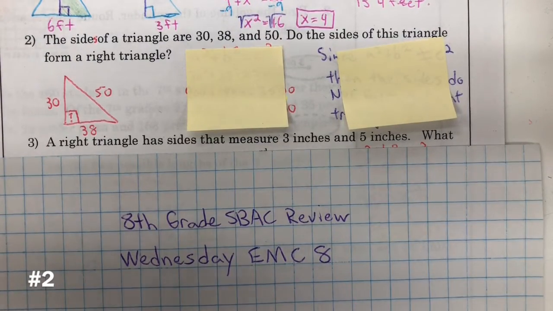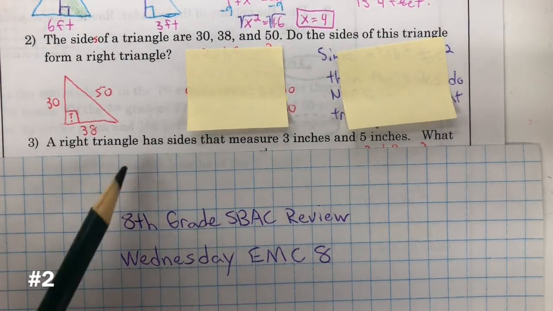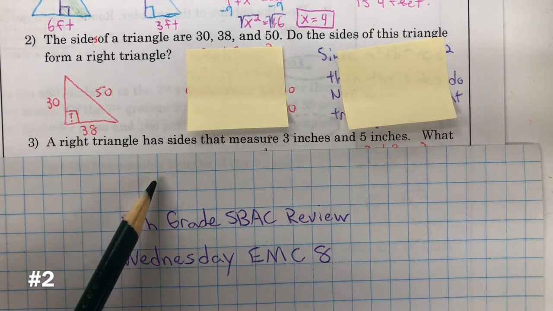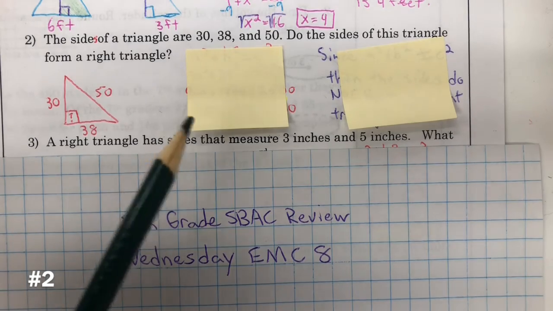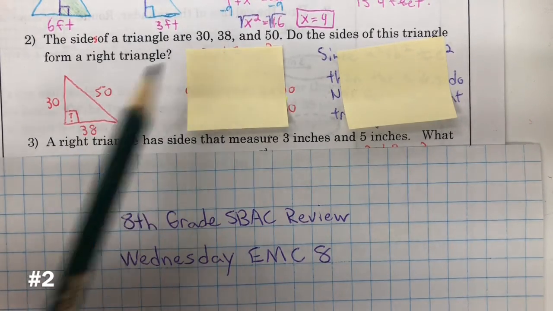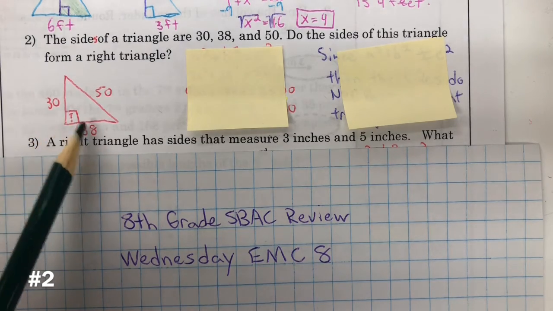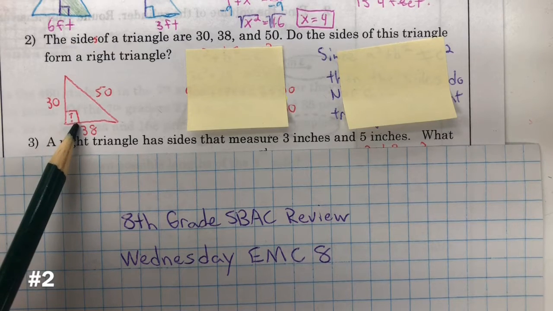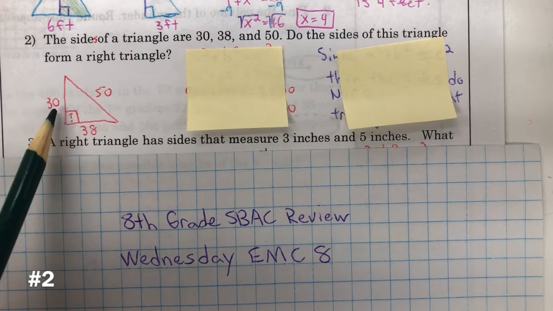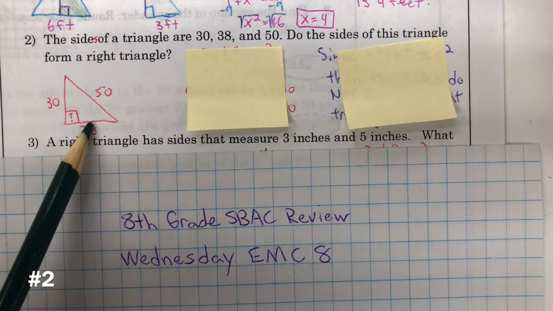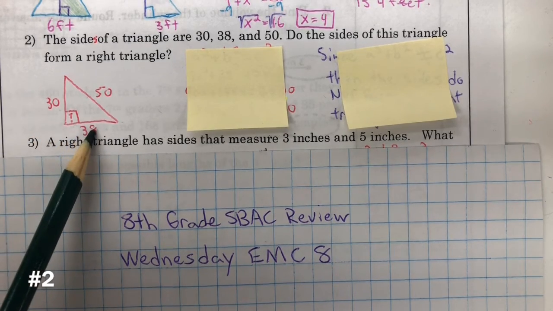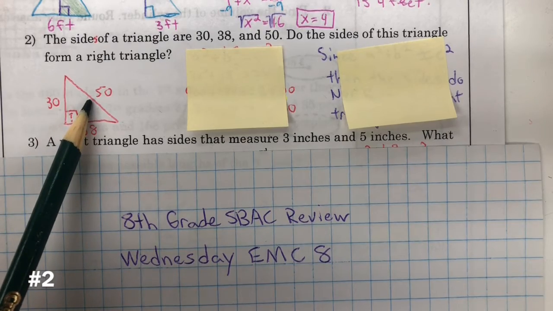For number 2, the sides of a triangle are 30, 38, and 50. Do the sides of this triangle form a right triangle? Well, remember, the 2 shortest sides are the legs of a right triangle, and the longest side is going to be the hypotenuse. And we want to determine if this is a right triangle. For this to be a right triangle, we would have to have a squared plus b squared equal c squared, or the leg squared plus the second leg squared equals the hypotenuse squared.